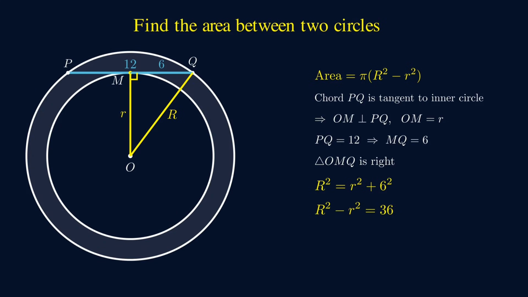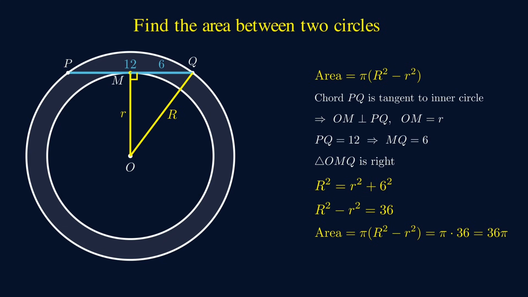And notice how perfect that is, because the area of the annulus is exactly pi times R squared minus r squared. So we don't even need the individual values of r and R. The geometry hands us the difference directly. That means the area of the region between the two circles is pi times 36, which simplifies to 36 pi, and that's it. No calculus, no heavy algebra, just one right triangle hiding in the picture.